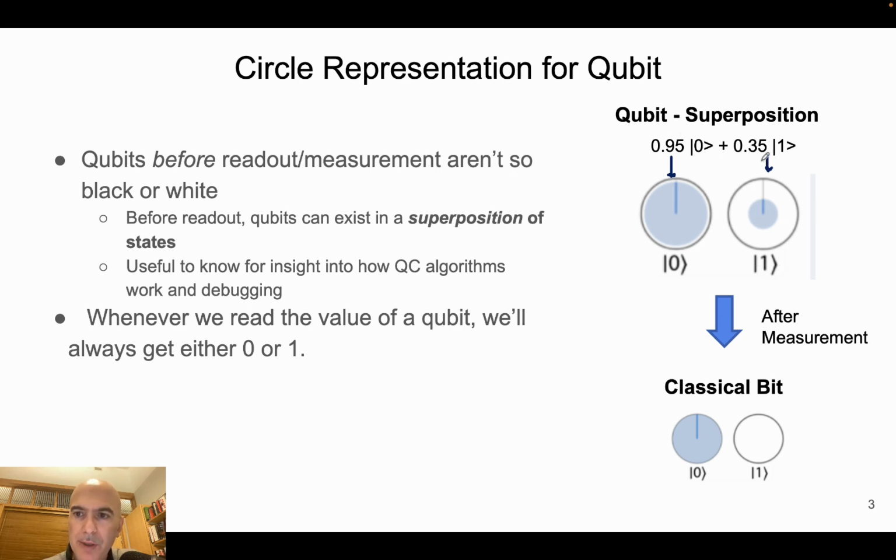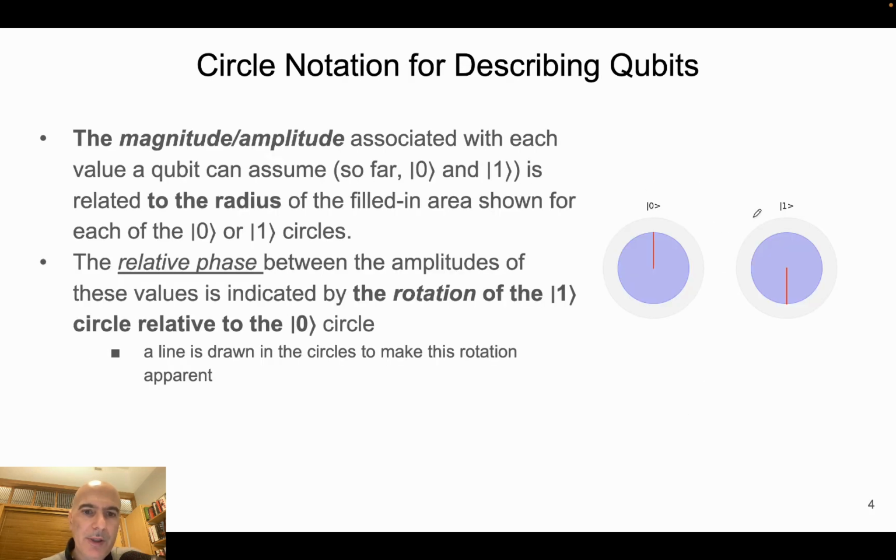So these two amplitudes are going to be reflected in the area. Also, we are going to use another line here to represent the phase. So there are two major parameters to characterize the circle notation. One is the magnitude, the amplitude, that is related to the radius and the area of this circle. In this case you see both circles have the same area, so it means that they have the same amplitude. That also means they have the same probability of measuring state 0 or 1 after the measurement.